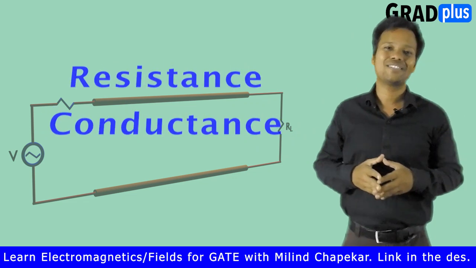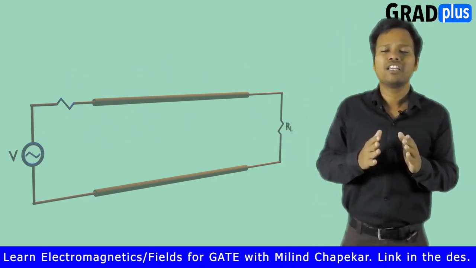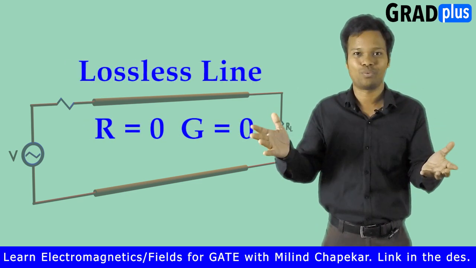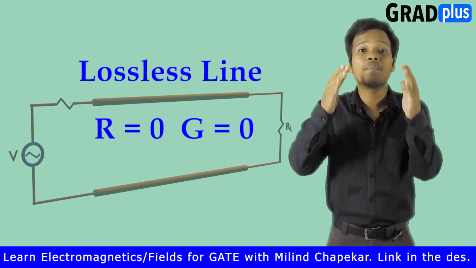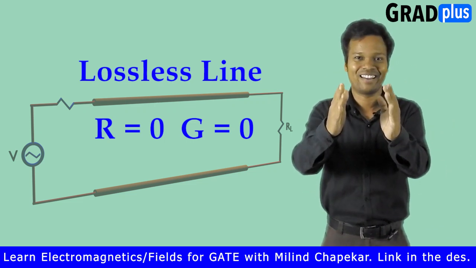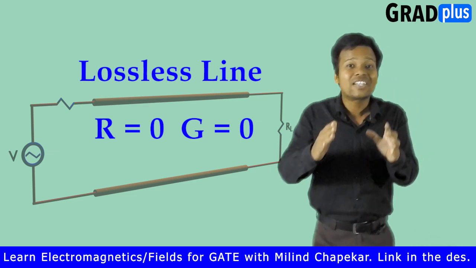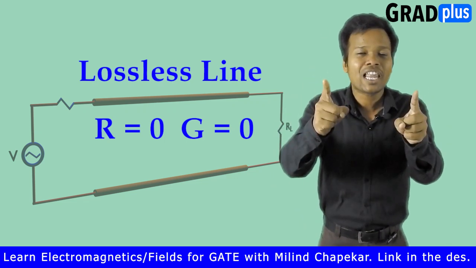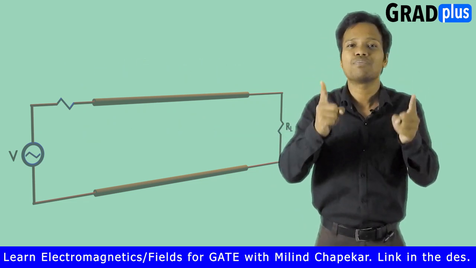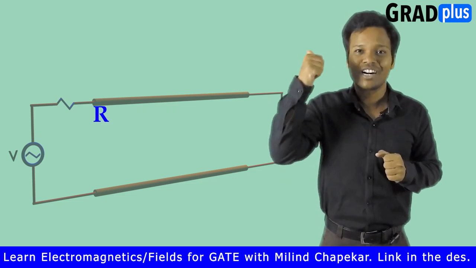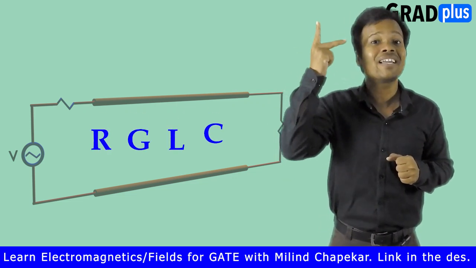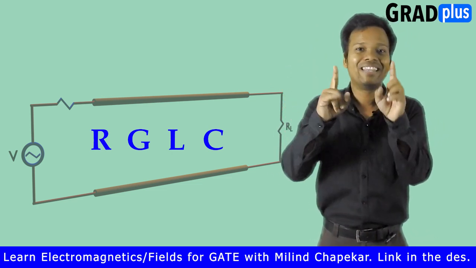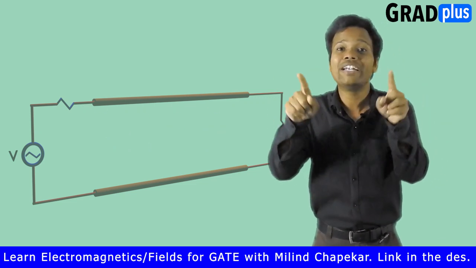So I can say like this: the lossless line should have R and G equal to 0. What is R? Resistance per unit length of the transmission line. What is G? Conductance per unit length of the transmission line. You know the primary parameters of the transmission line: resistance, conductance, inductance and capacitance. All these four primary constants of the transmission line are defined per unit length.